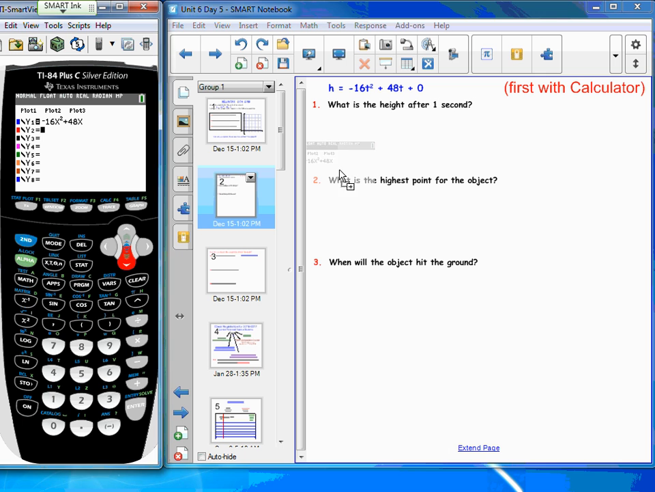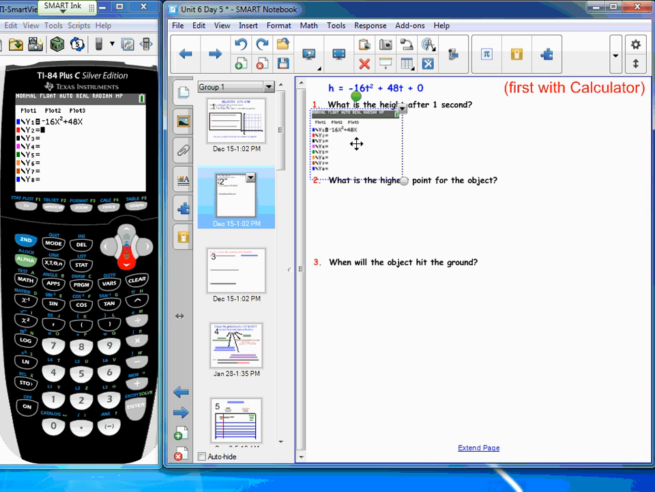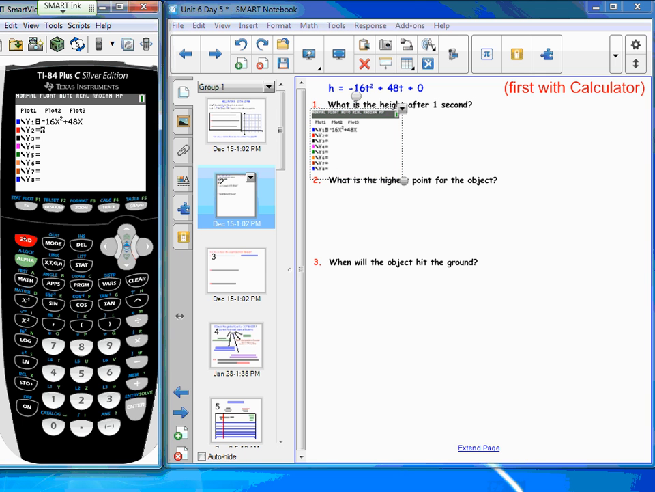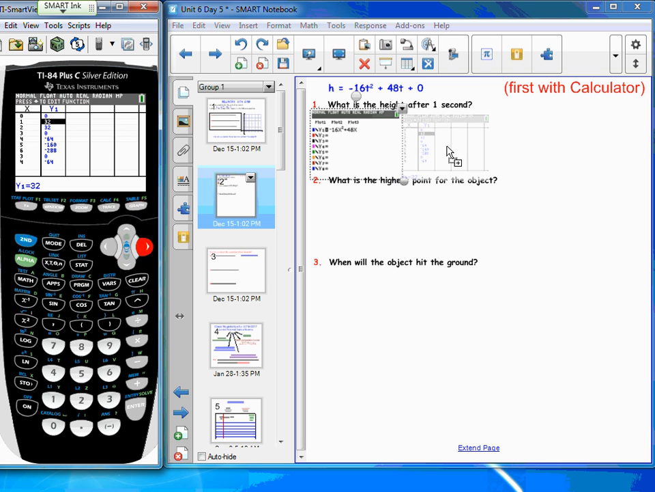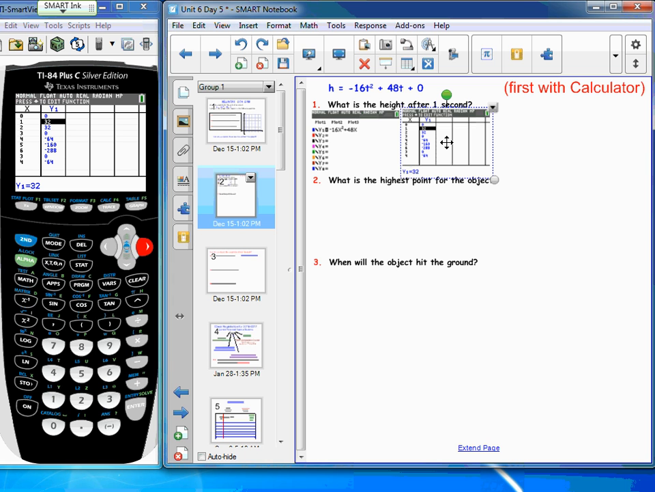Well, after entering this in my calculator, I could go to the table, right? Remember, I go to the table by doing second graph, and that'll pull up the table, and I can scroll along that and find the height that corresponds to a time value of 1 second. It appears that the height is, what is that, 32? Did you guys get 32? Awesome. So it looks like the table is telling me 32.